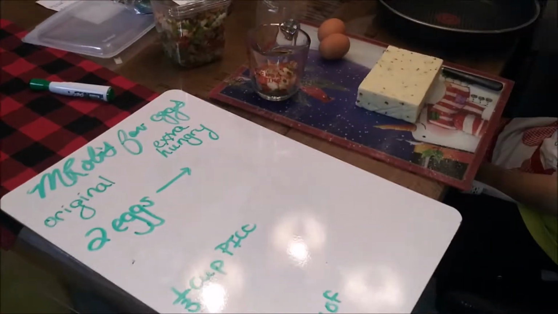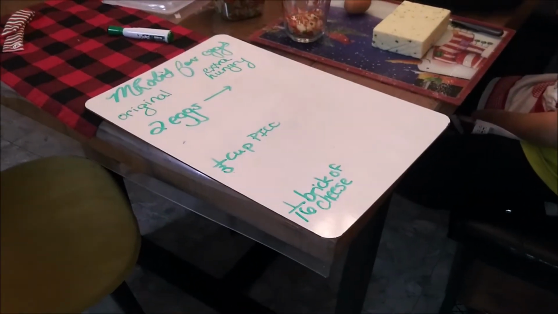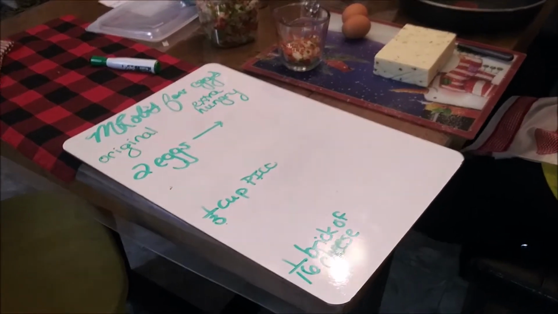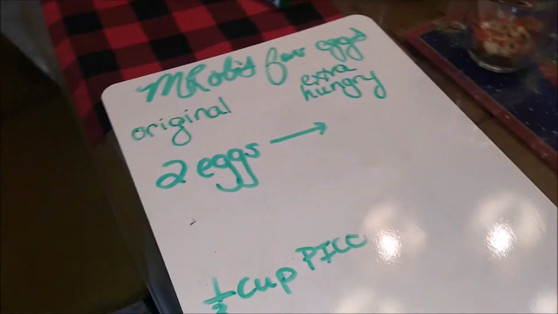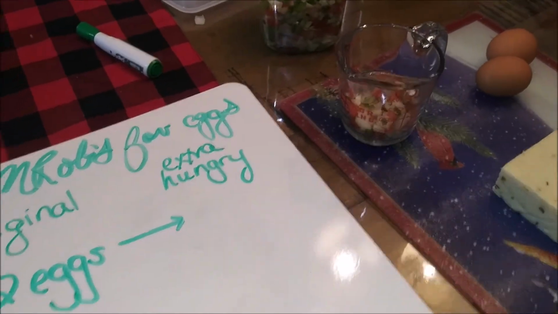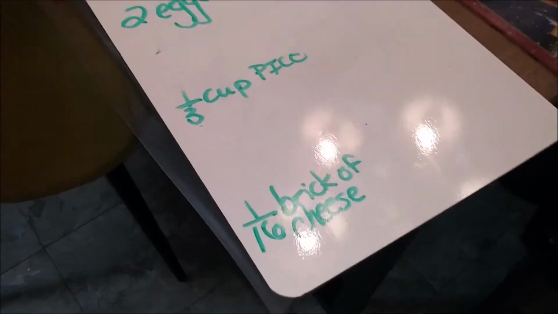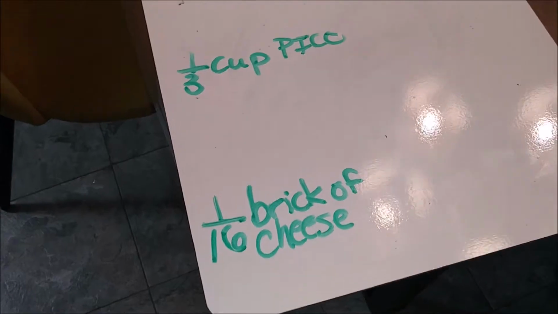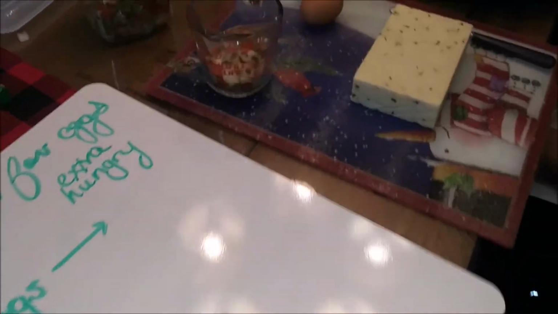Okay, we're here to make my favorite easy recipe for an omelet. And you're just going to need some eggs. My original recipe is 2 eggs, 1/3 cup of pico, and 1/16 of a brick of cheese. A lot of times I use shredded cheese, but I'm kind of a math teacher, so we're going to use fractions. And my favorite eggs to use would be brown eggs.